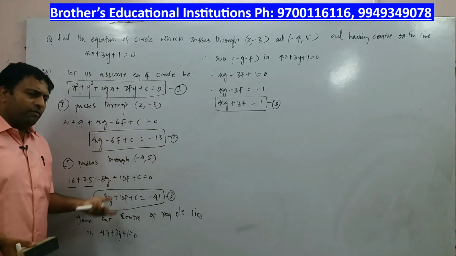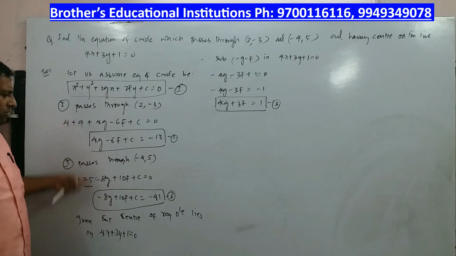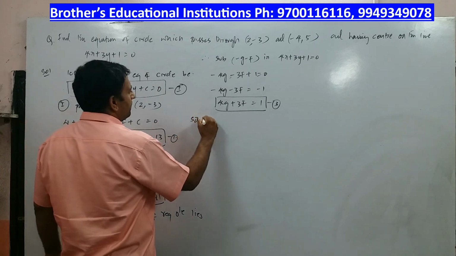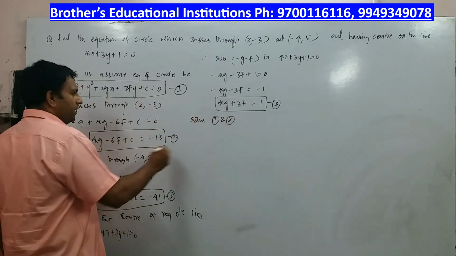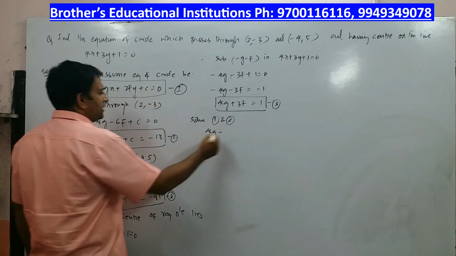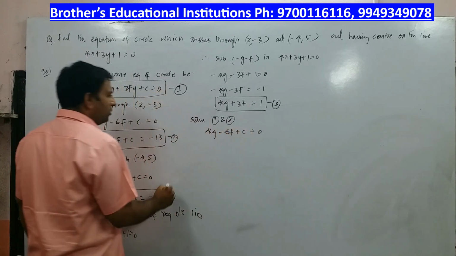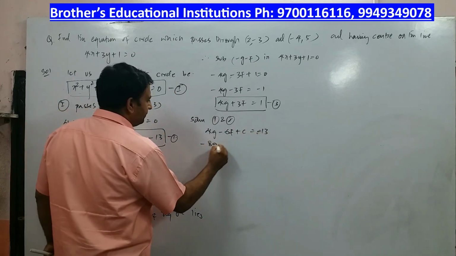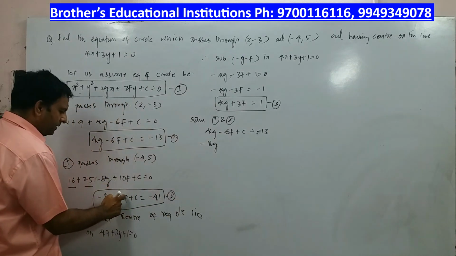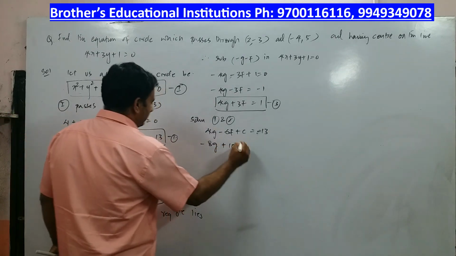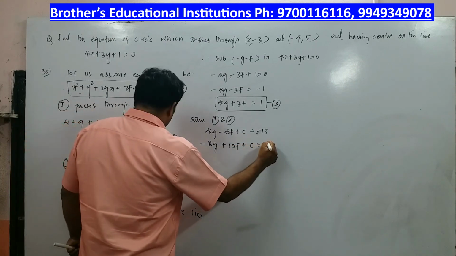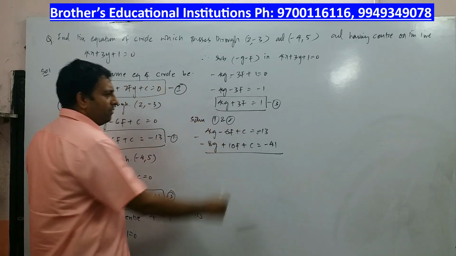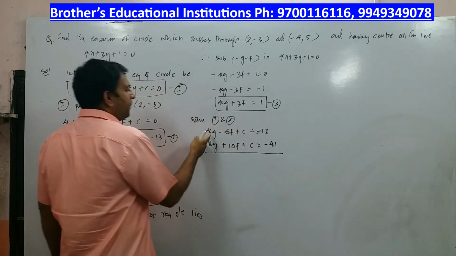There are 3 equations and 3 variables to be solved. What I am going to do is solve 1 and 2. Already you have an equation without c. So solve 1 and 2: 4g - 6f + c = -13, followed by -8g + 10f + c = -41. Now I have to eliminate c, so I will subtract. Whenever you have same sign, subtract; opposite signs, add.